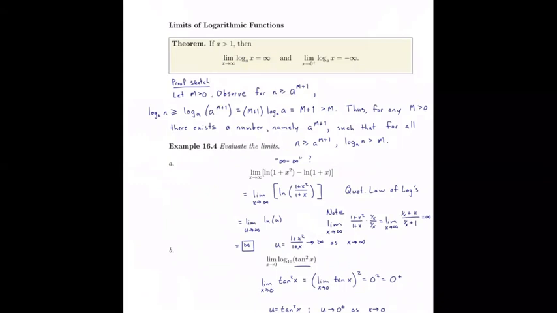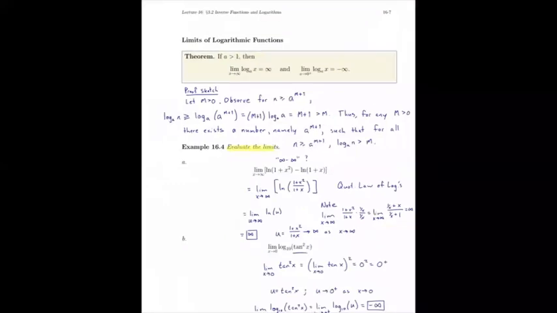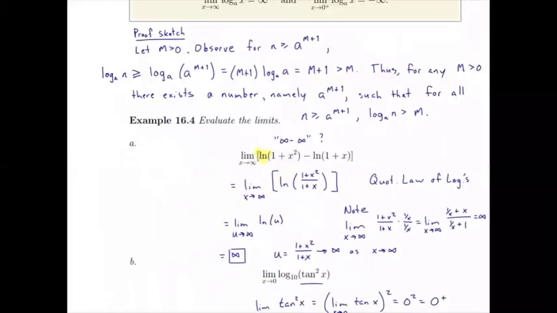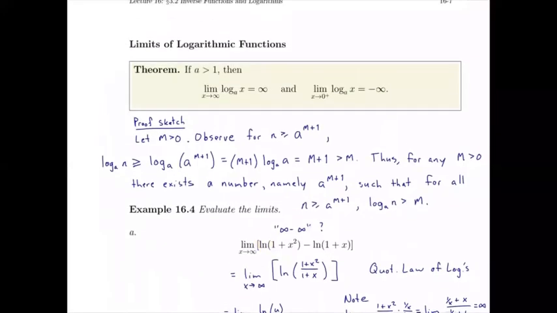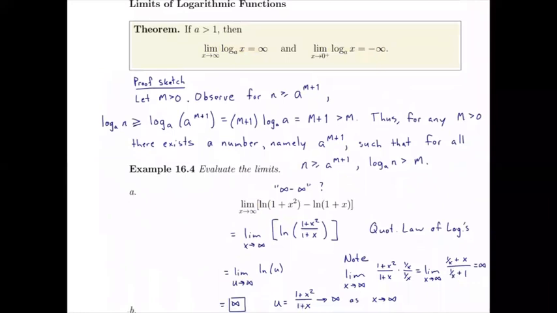So with these tools in hand, we can now evaluate limits of functions involving logarithms, natural log or otherwise. Remember, ln is log base e. E is the number 2.71, and so on. So a is greater than 1 for log base e, so both of these rules apply if we happen to be able to use them. And we're going to angle for that.